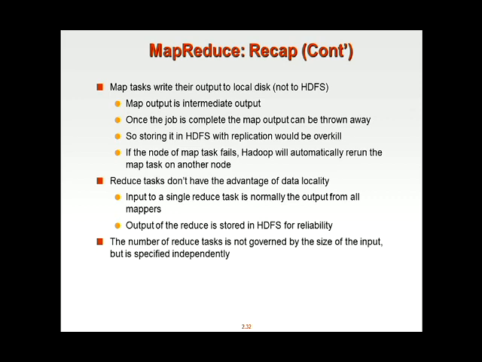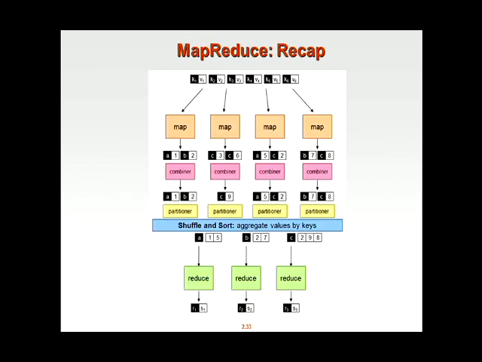And the number of reduce tasks is not governed by the size of the input. It's different from the number of mappers. You need to specify the number of reducers. So in your main class, you need to set the number of reducers on the job to tell MapReduce how many reducers you want to use. Okay. And now let's look at the whole MapReduce framework again.